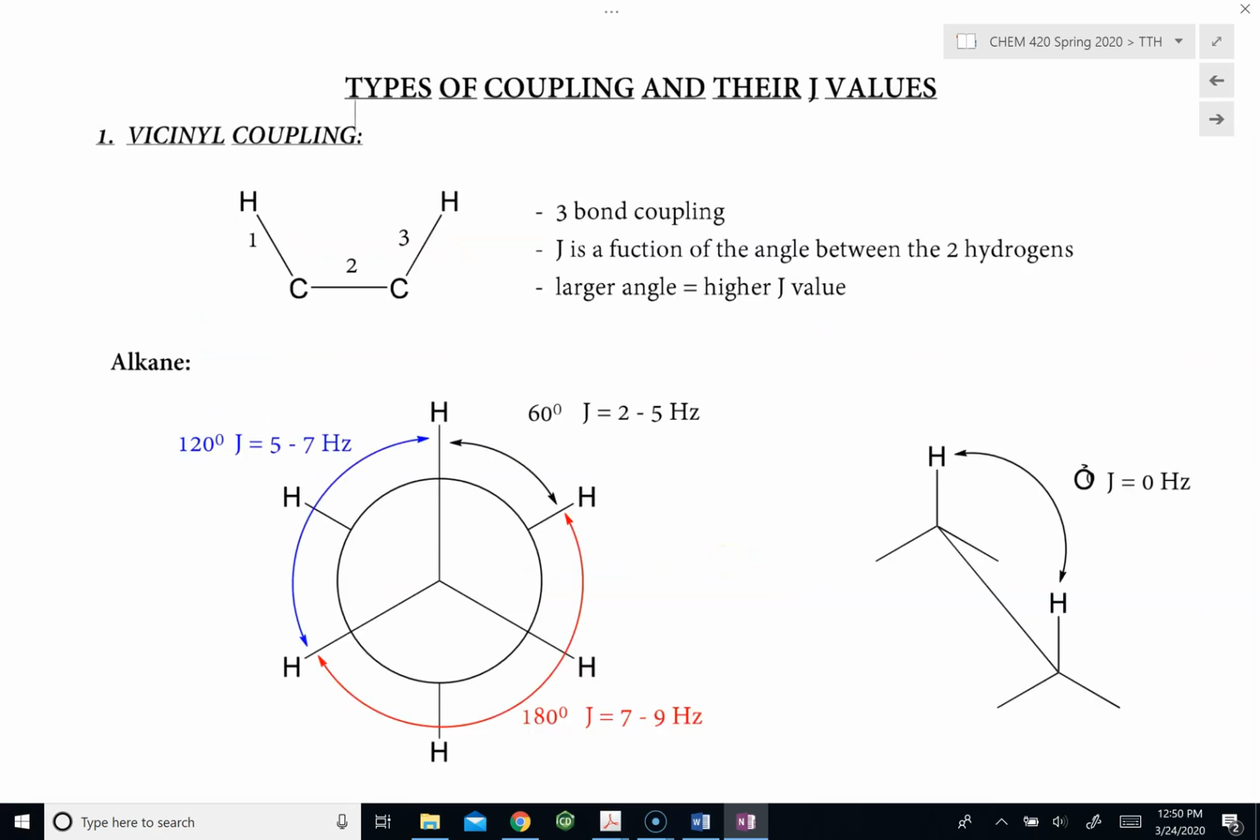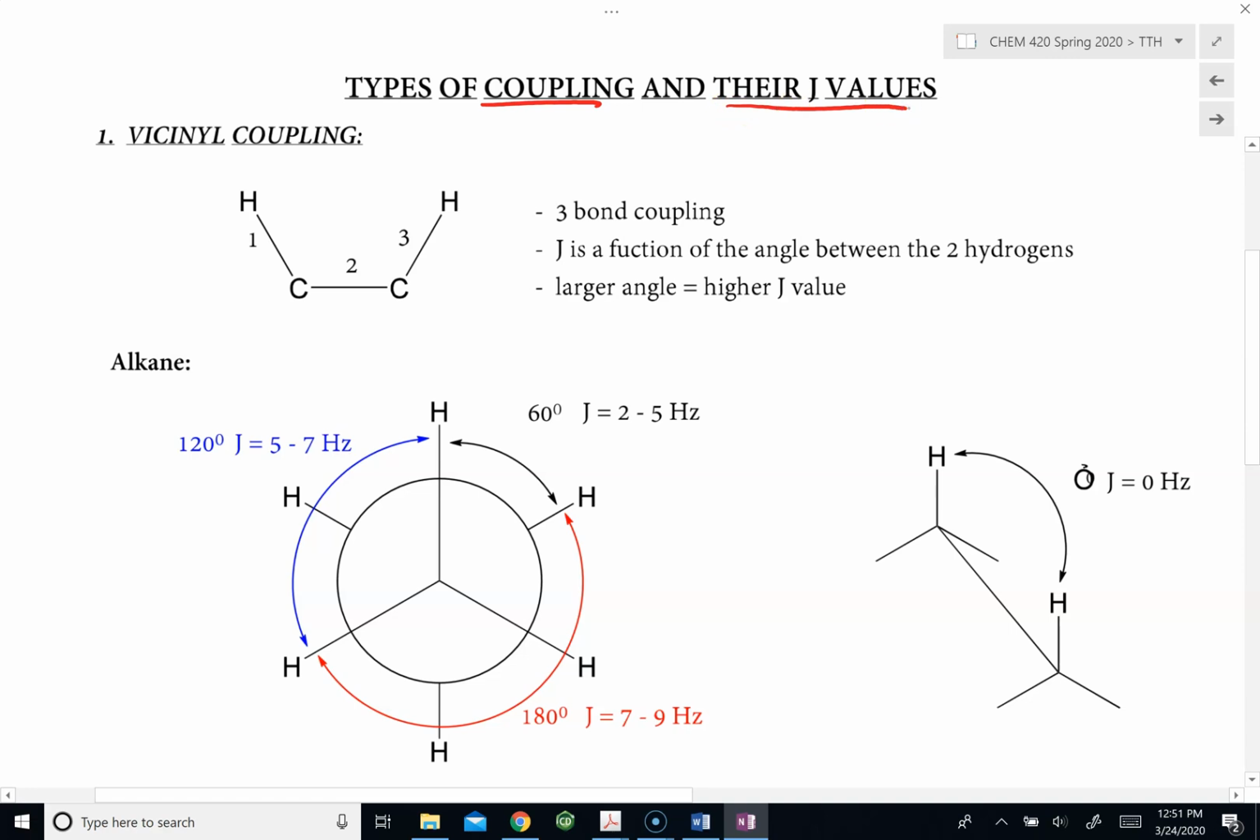Let's now discuss the different types of communication among the hydrogens. Hydrogens that are too far apart from each other will not communicate with each other. When they are close, then they'll be able to communicate. So how do we recognize the different types of communication? Let's go over the different types of coupling and their J value.